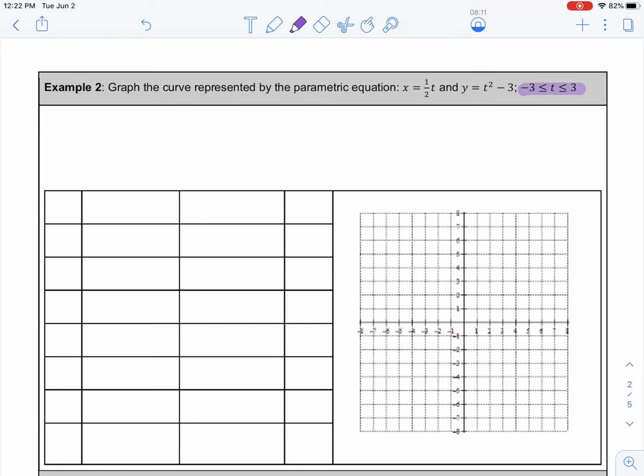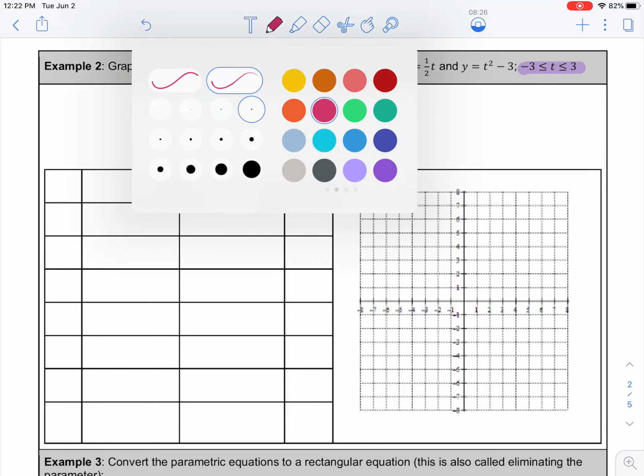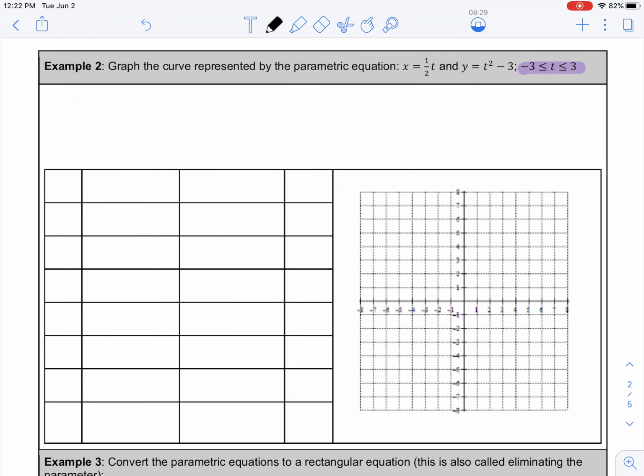Okay. What we'll want to do here, and you can see in your notes, is organize and understand this information in a table that will allow us to collect all of our x and y points. So to fill out the table, I'm going to call my first column t. I'm going to collect all my values of t in that first column. I'm going to let my x of t function, which is x equals 1/2 t, be the second column, and y equals t squared minus 3 as my third column. And in this last column, I'm just going to collect all of my x, y points.